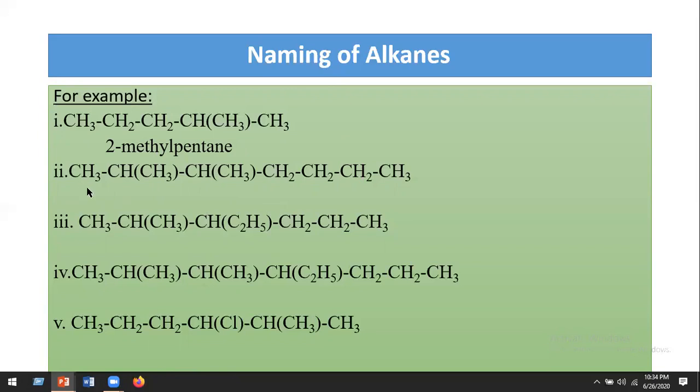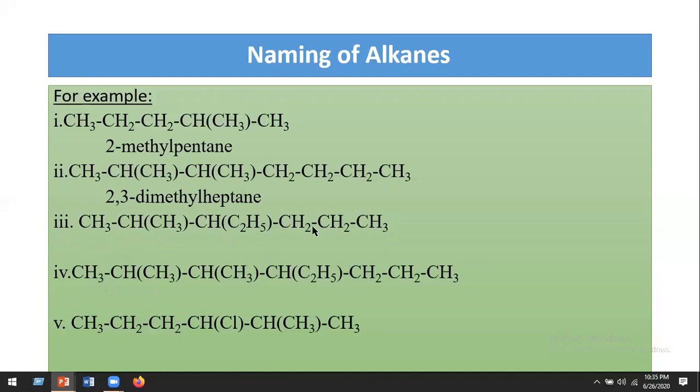Similarly, this is 1, 2, 3, 4, 5, 6, 7 carbon containing alkane, that is heptane. You have to count from left to right, and at carbon number 2, one methyl is present and another methyl is present at position 3. So the name of this compound will be 2,3-dimethyl heptane. Okay, 2,3-dimethyl heptane.